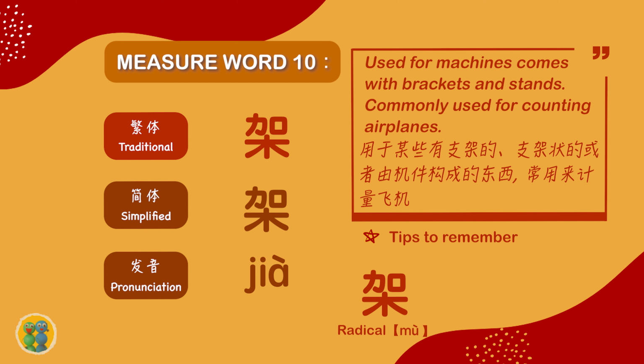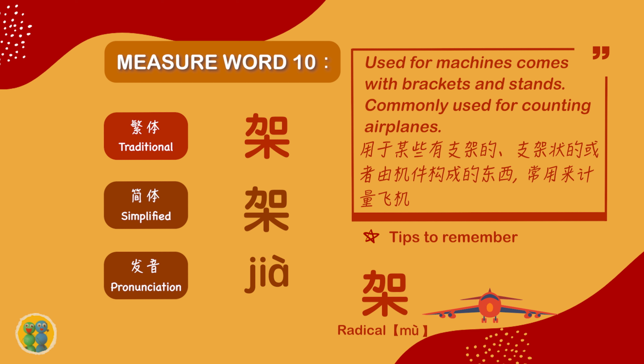The 10th measure word is 架. 架 is used for machines that come with brackets and stands, commonly used for counting airplanes. And there are tips to remember. You can see the character. What do you think it looks like? It looks like an airplane. You can see at the bottom of this character, there is a radical. It is 木 which means wood. And you can see the structure of this radical. Doesn't it look like an airplane? If you use your imagination, it looks like an airplane.